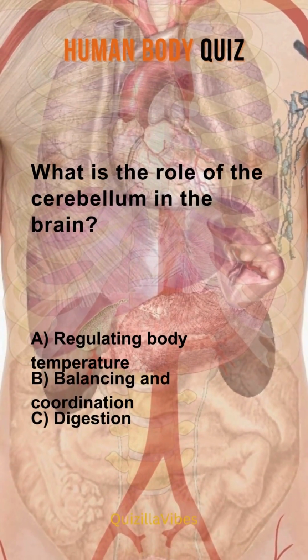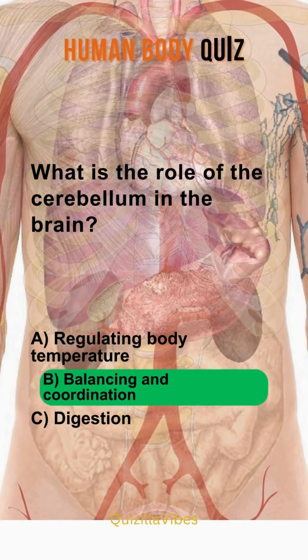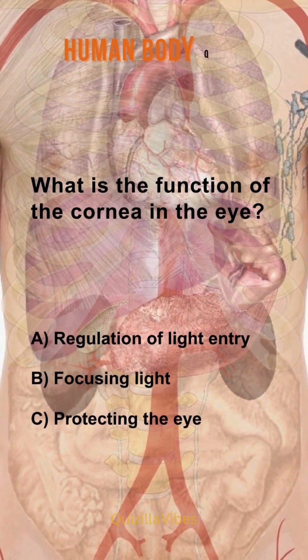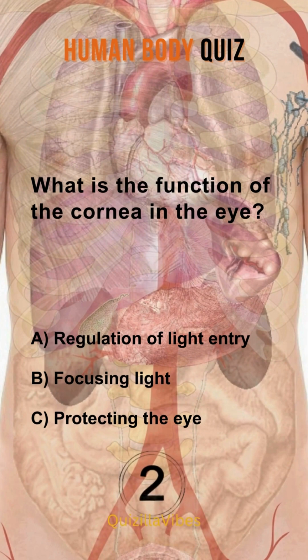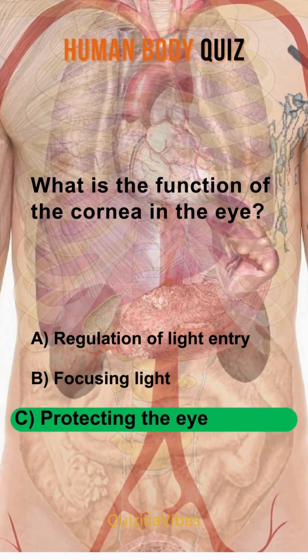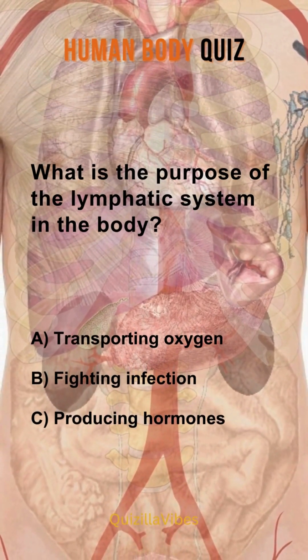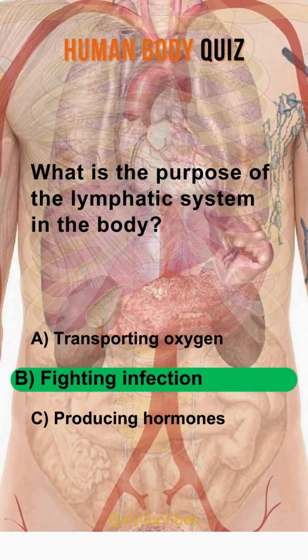What is the role of the cerebellum in the brain? Balancing and coordination. What is the function of the cornea in the eye? Protecting the eye. What is the purpose of the lymphatic system in the body? Fighting infection.